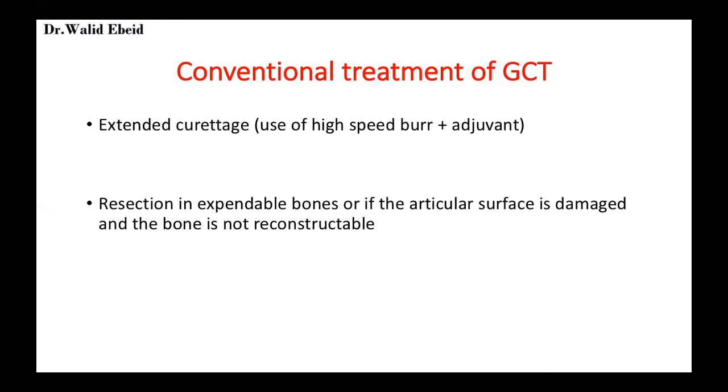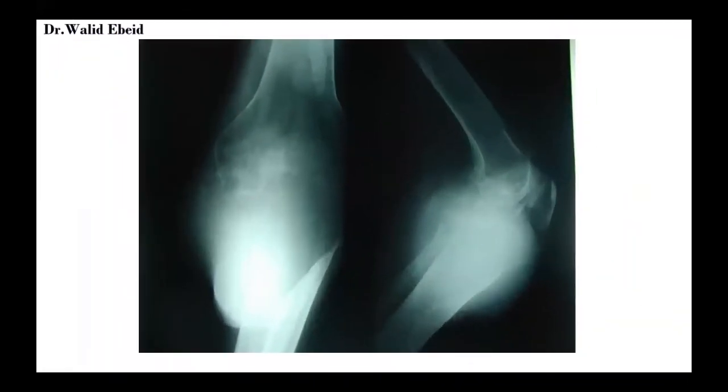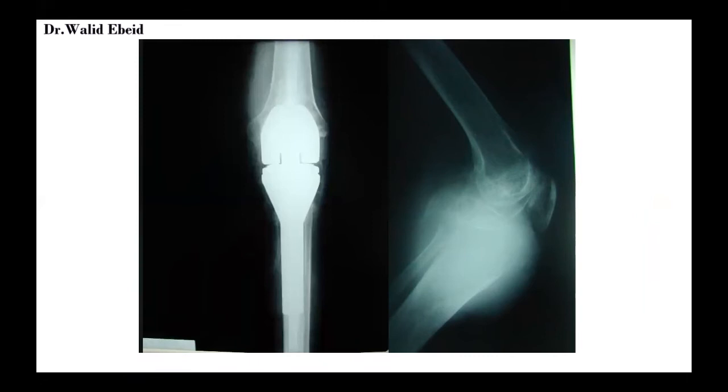In extensive cases and in expendable bones, we do resection of the bone and replacement if required by one of the reconstructive methods. You can see here a giant cell tumor of the distal femur treated by extended curettage and filling it with bone cement. Whereas in such a case with extensive giant cell tumor of the proximal tibia that is not reconstructible by extended curettage, we do resection and reconstruction with a modular prosthesis like we see here.